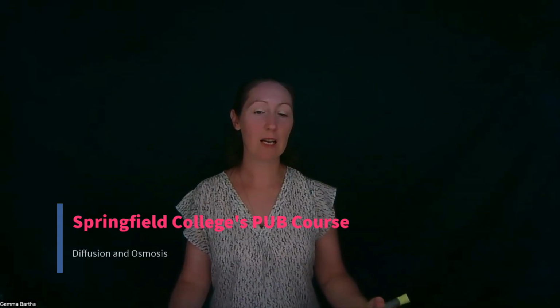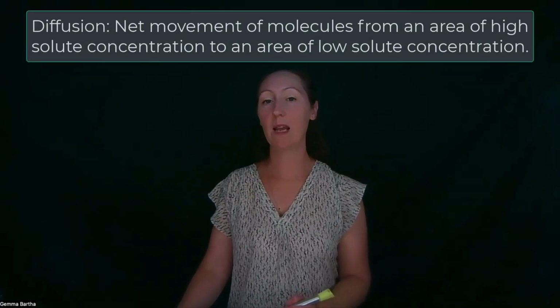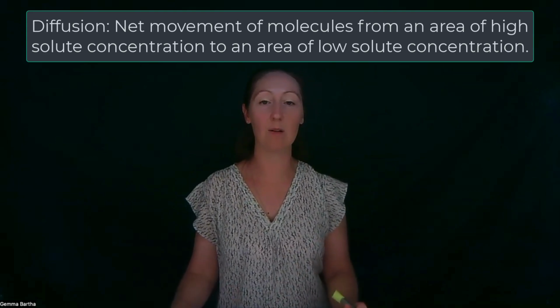In this video, we're going to talk about diffusion and osmosis. Let's start out by talking about diffusion. Diffusion is the net movement of molecules from an area of high concentration to an area of low concentration until that net movement evens out. Let's take a look at some examples.